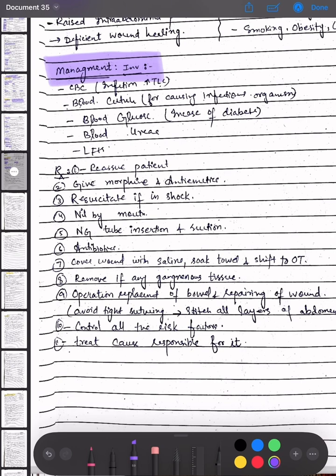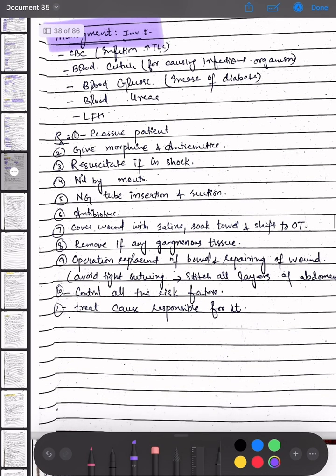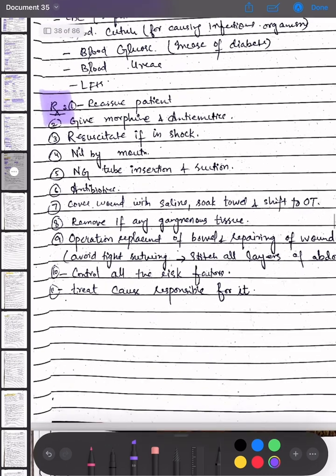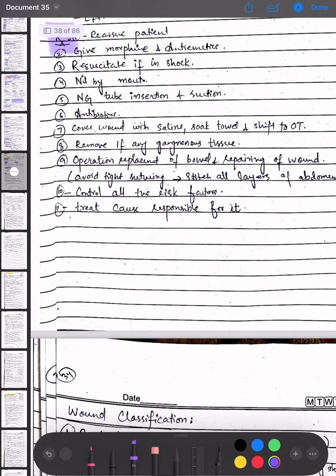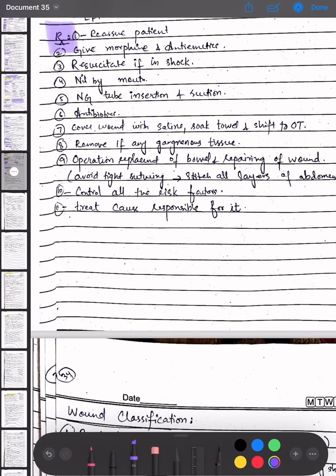What are the treatment options? First of all, reassure the patient, then give morphine and antiemetics, resuscitate if in shock, then nil by mouth and NG tube insertion and suction. Antibiotics are given, cover wound with saline-soaked towel and shift to OT. Remove any gangrenous tissue if present. Operation is replacement of bowel and repairing of wound. Avoid tight suturing, stitch all layers of abdomen, control all the risk factors, treat the cause responsible for it.